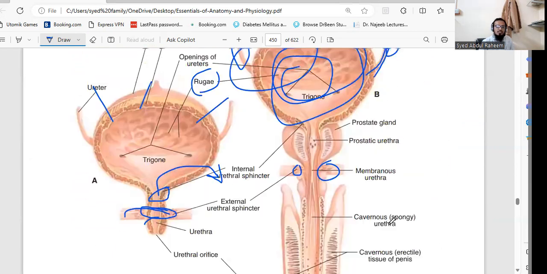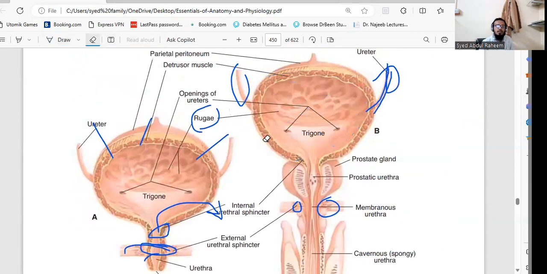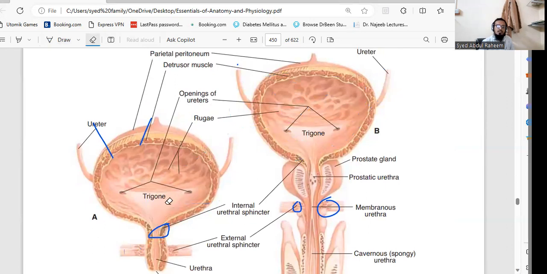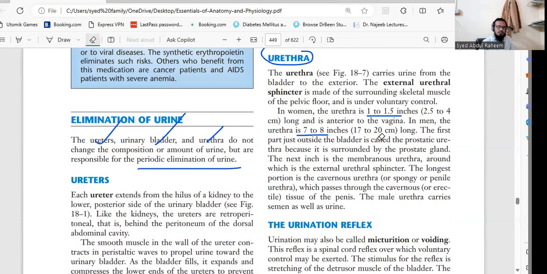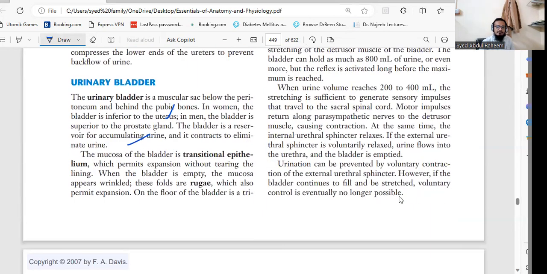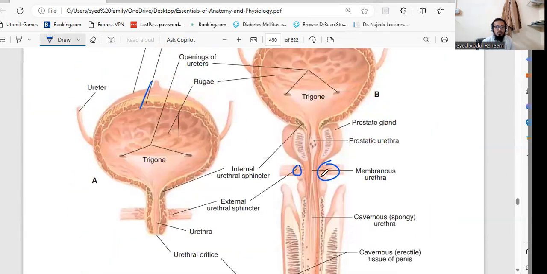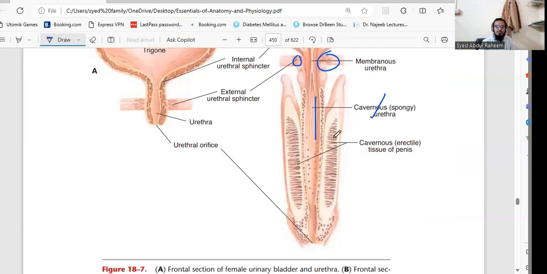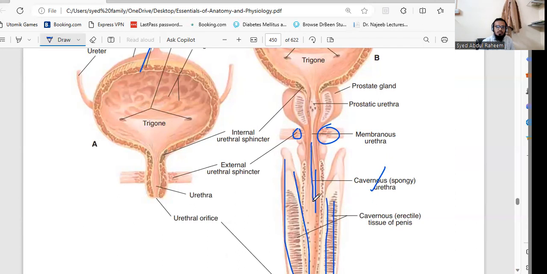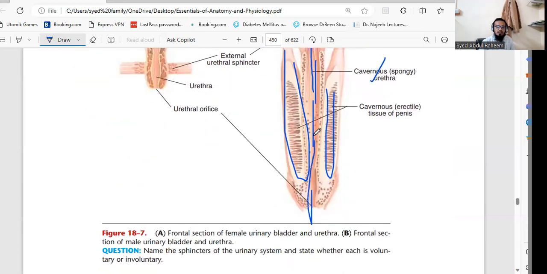So you can see that this is the urethra. In the male, it is longer than in women. In the woman, it is 1 to 1.5 inches, but in the male, it is 7 to 8 inches. Here we have the urethra. This is the cavernous urethra, meaning spongy type. It is the cavernous part of the male urethra. So this is the urethra.